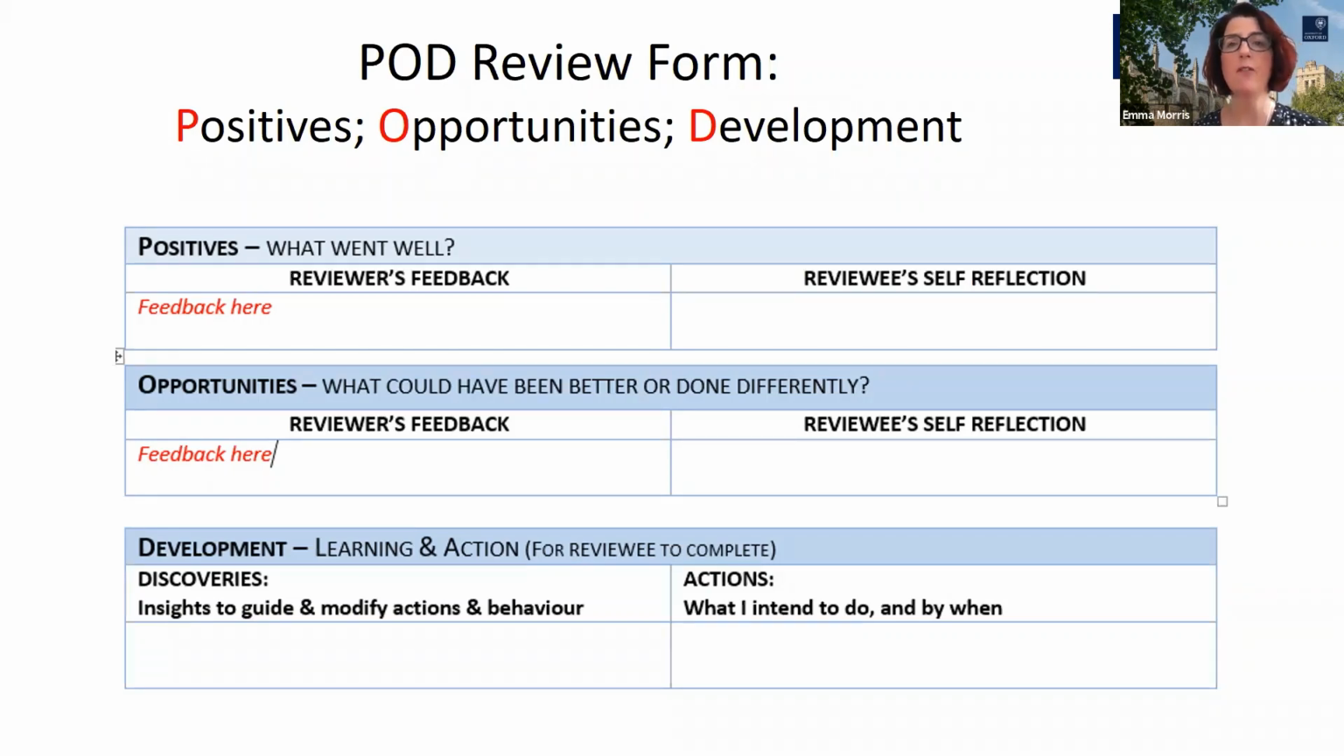The reviewee then reflects on what the reviewer has told them, and importantly, then thinks about what insights they're going to get from that, about how they're going to change their behaviour. And then importantly, there are actions to take, because it's no good getting the feedback if you're not going to act on it. So it's a very simple tool, and it allows your reviewer to provide their feedback in a very positive and constructive way.